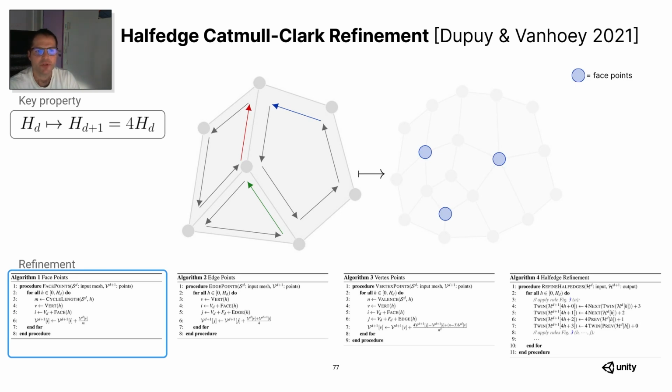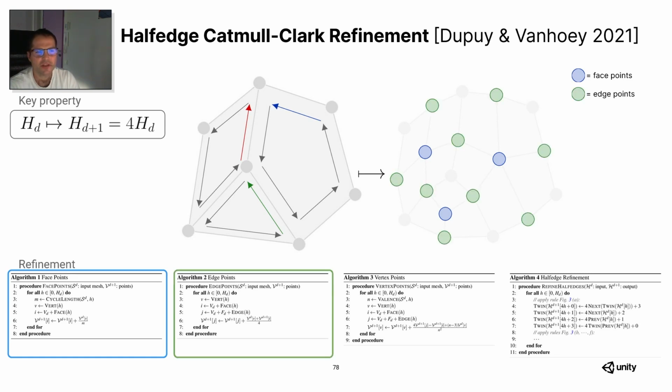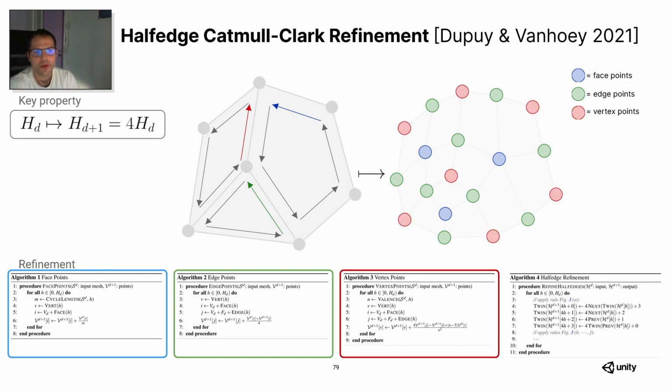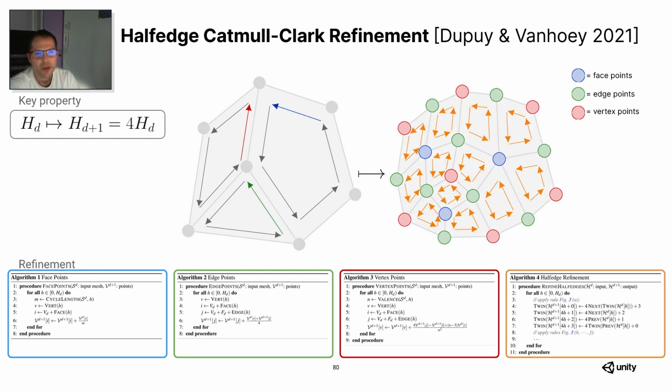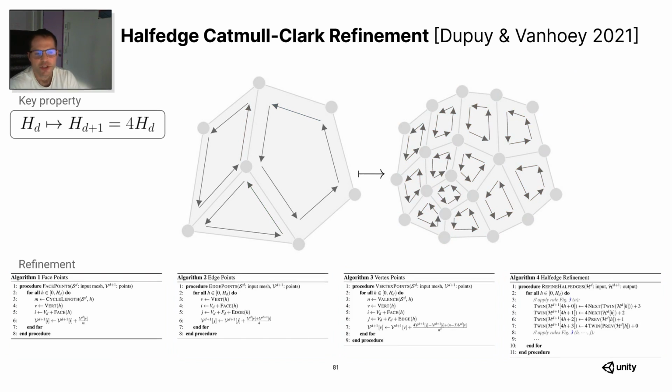First, we have the face point step, which computes a face point for each face of the input mesh. Second, we have the edge point step, which computes an edge point for each edge of the input mesh. Third, we have a vertex point step, which computes a vertex point for each of those of the input mesh. And finally, we have the half-edge step, which produces the topology of the refined mesh. And that's pretty much it.